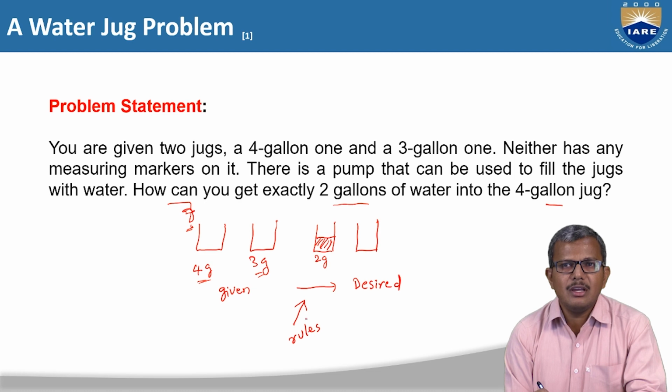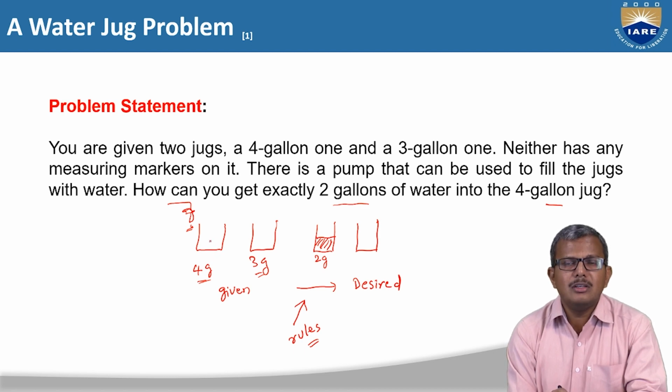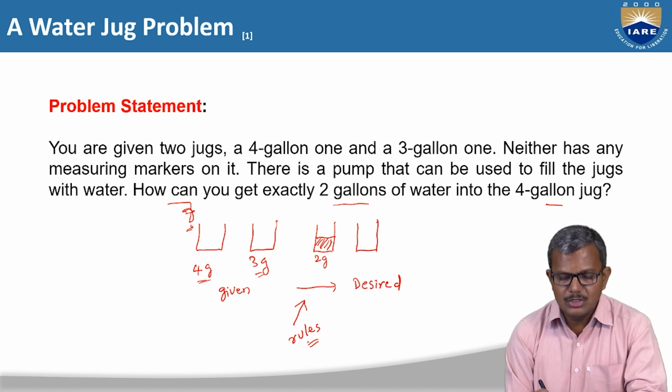We will see how these rules are represented in the knowledge base and how they can be applied in order to move from the given state to the desired state. The most important point you need to understand here is that we don't have any markings on the jugs. So how are we going to know that we have filled the 4 gallon jug with exactly 2 gallons of water? That is very important here. We will see how the rules representation works for this problem.